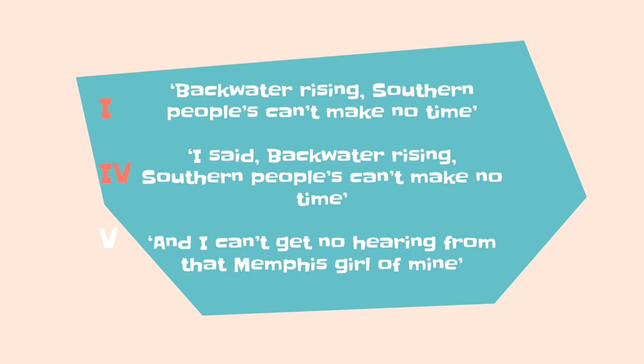So to finish, Jefferson sings a final rhyming line, this time over a new chord 5, before resolving back to 1. And I can't get no hearing from that Memphis girl of mine. This AAB structure is prevalent in the vast majority of blues music, right up to modern jazz versions today.